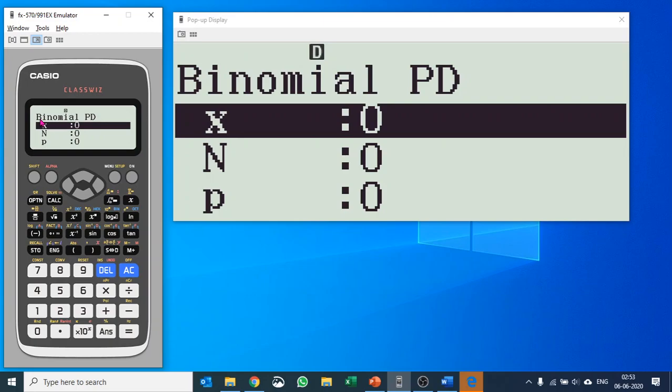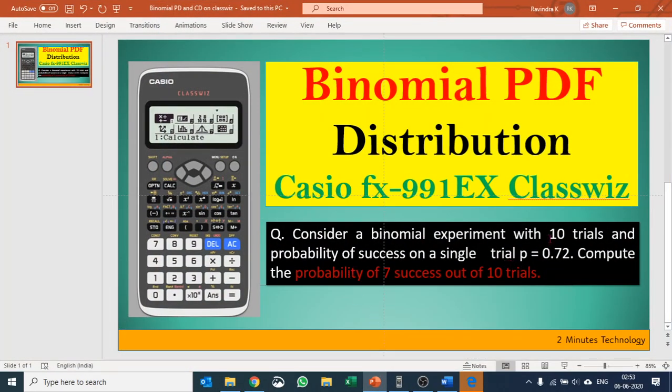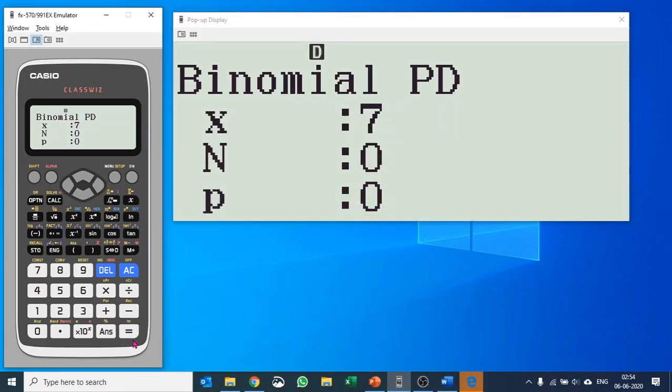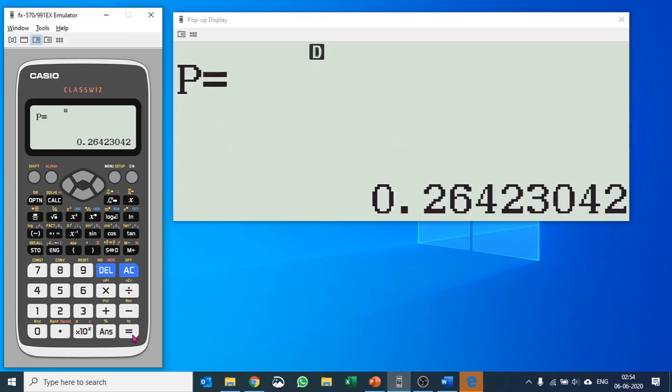It asks for the X value, the total number of experiments, and your probability. So if I go to my question here, there are 10 trials in total, the probability is 0.72, and we need to find out for 7 trials. So X is 7, the total number of trials is 10, and the probability is 0.72. You fill in the values and hit equals, and it gives you the value straight away.